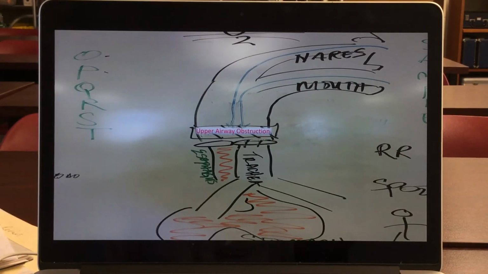Some of our upper airway obstructions could just be a foreign body airway obstruction, where this person just swallows something. As we can tell from this cartoonish drawing, the mouth and air come into this passageway and it shares a space before it then bisects into the esophagus and trachea. So this hypopharynx area is where an obstruction can occur, and it can include both the esophagus and the trachea.